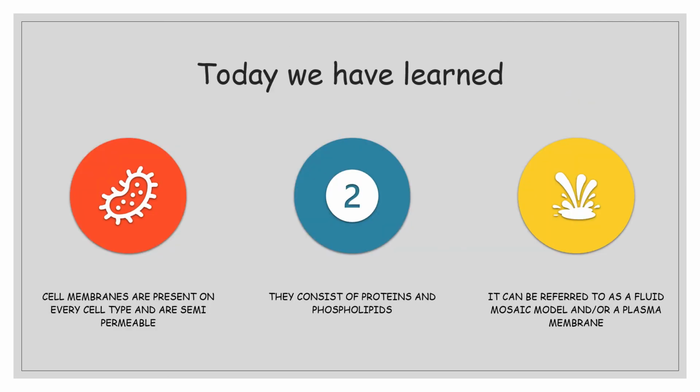So that's us covered off key area 1.2a, the structure of a membrane. So we've looked at cell membranes present on every cell type. They're semi-permeable. They consist of 2 molecules, proteins and phospholipids, and we've looked at the structure and function of those. And it can also be referred to as a fluid mosaic model and or a plasma membrane.